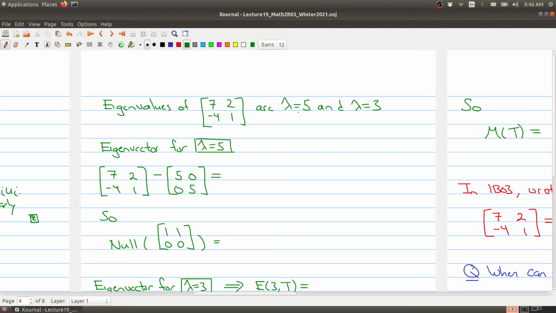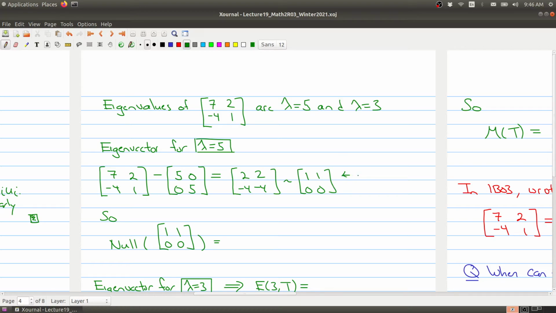Then for each of these eigenvalues, you needed to find the eigenvector. So you take the matrix and subtract 5 times the identity matrix, because we're going to look at the eigenvector for lambda equals 5. Hopefully this is all review. You get the matrix 2, 2, minus 4, minus 4, and you row reduce it to get the matrix 1, 1, 0, 0.